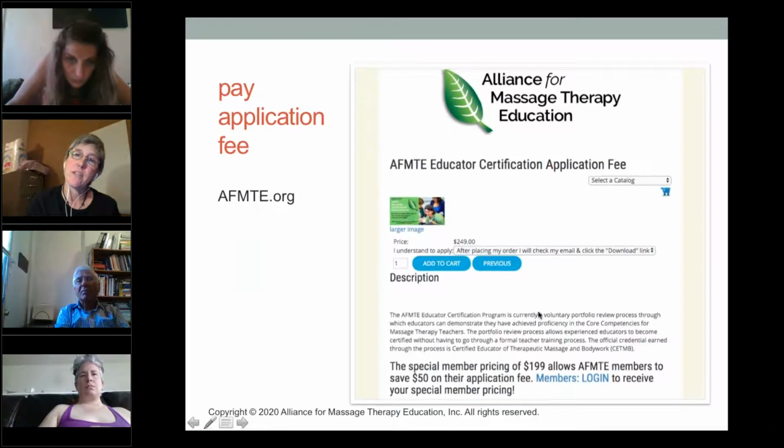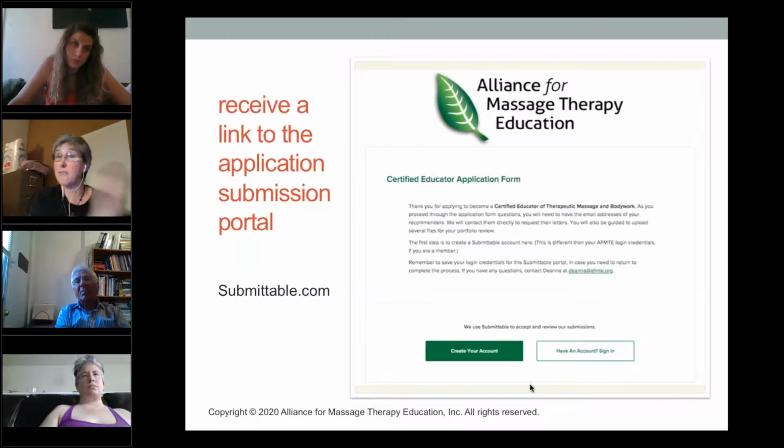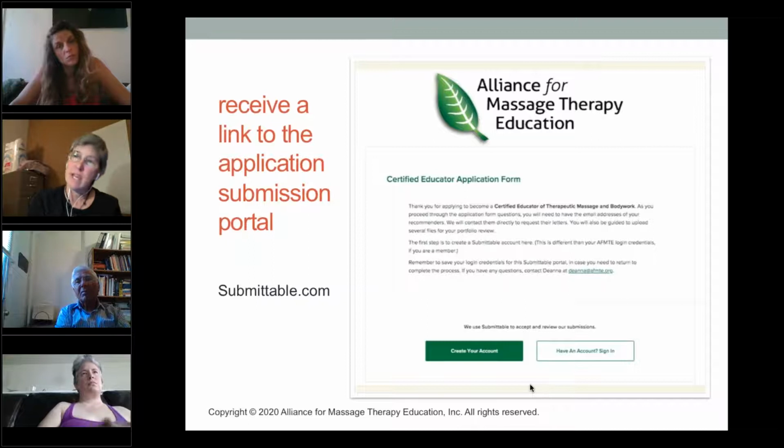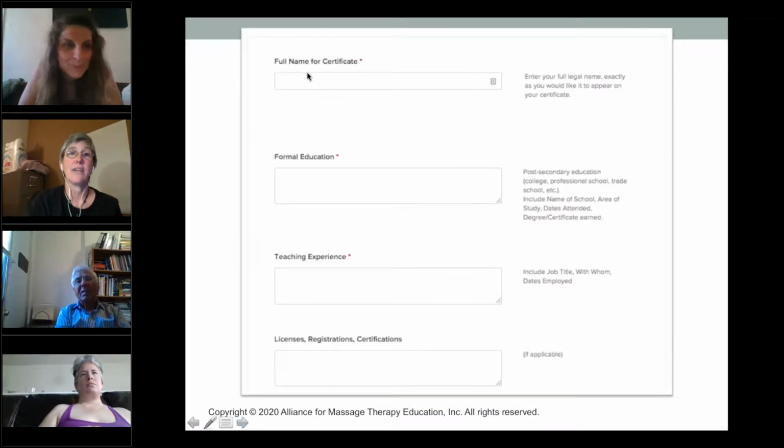Even if you're a member of the Alliance and you logged in, your membership login at the Alliance is different than your account on Submittable, which is an account you have to create just so you can submit your portfolio. So there's two things there. If you happen to be a member of the Alliance, you have your login stuff over at our website, but you'll create an account here for the Submittable website just so you can upload your application and portfolio items. So you create your little account, you log in, and you start filling out the things.